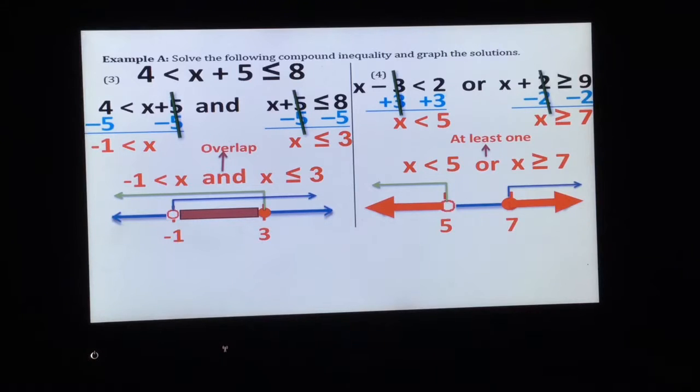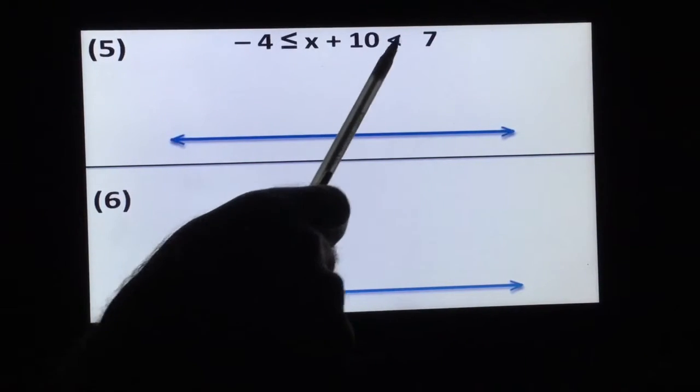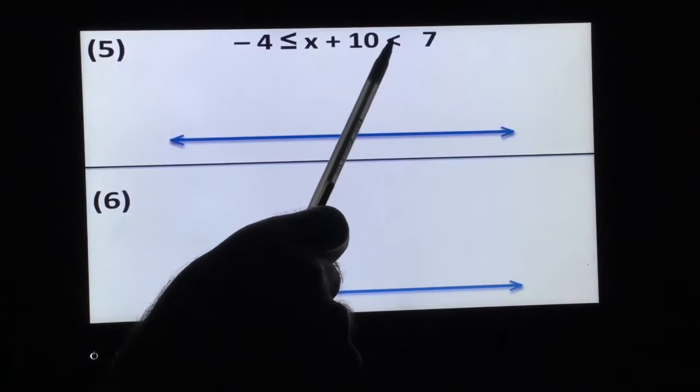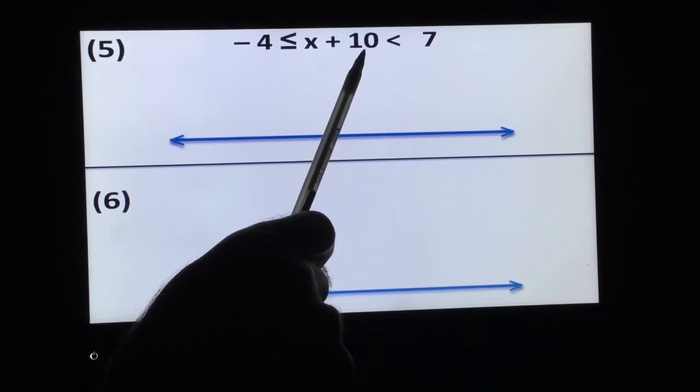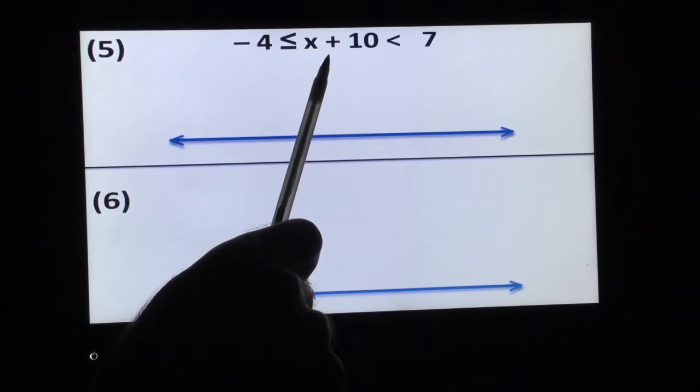Alright, let's go. Here's number 5. Now let's go ahead and write down number 5. Number 5, it says -4 is less than or equal to x plus 10, which is less than 7. Now I'm going to help you split this up, and then you're going to finish the problem on your own. So just remember, this is an AND problem because it's merged.